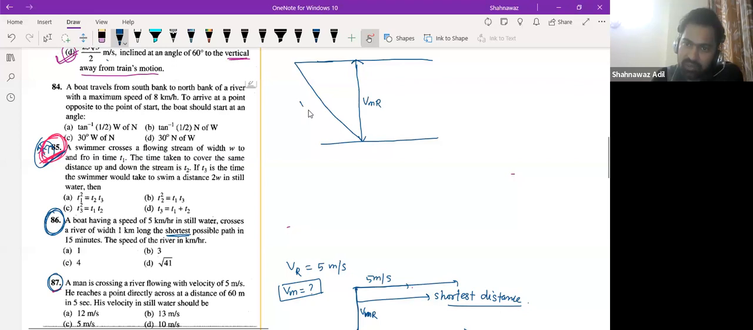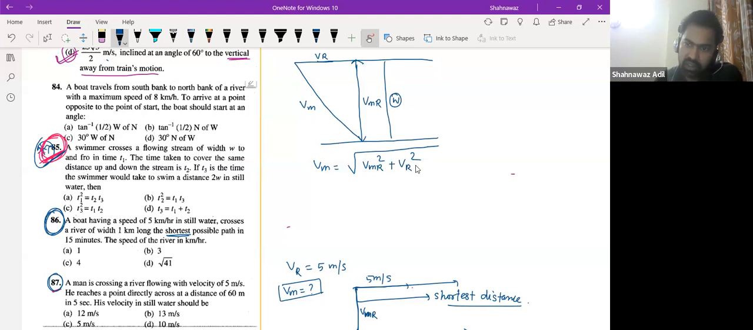And this is Vm, and this is Vr. So a swimmer crosses a flowing stream of width W to and fro in time T1. So this is W, the width. What would be the velocity of the man in this case? This would be simply root of VMR square plus VR square.